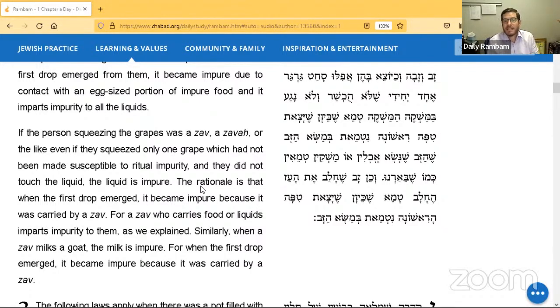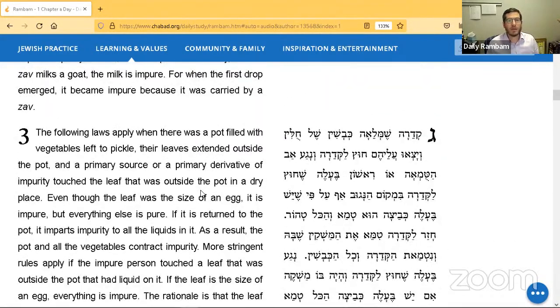So in that process, it's like the zav is carrying it, and the zav or zava impart impurity through masa, carrying, and therefore it would be impure. We don't need the solid to be transferring impurity to the liquid, as in the case of the person who's an avi avos hatuma, where you need the one who touched something to then be transferred to the next thing. Here we just need the fact that the zav had lifted it, and that already imparts the impurity.